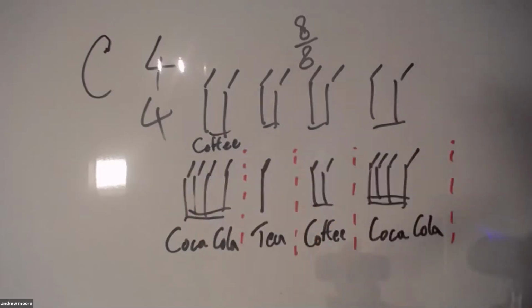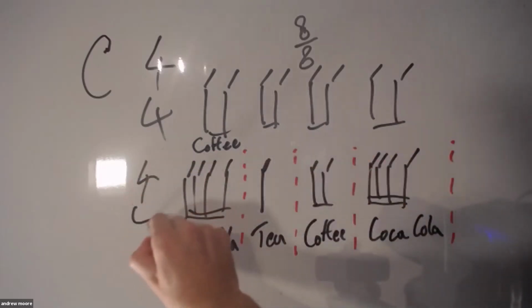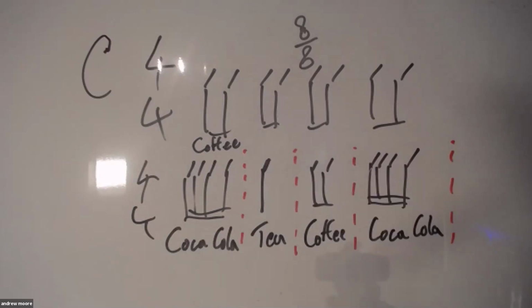So here, 4/4. If I was to say this rhythm to myself that's now written on the board, here's a click. I would say Coca-Cola tea, coffee tea. Coca-Cola tea, coffee tea. Okay, Coca-Cola tea. Sorry, I was saying tea at the end, but I'm not even looking at the board. Tea, coffee, Coca-Cola. Coca-Cola tea, coffee, Coca-Cola.